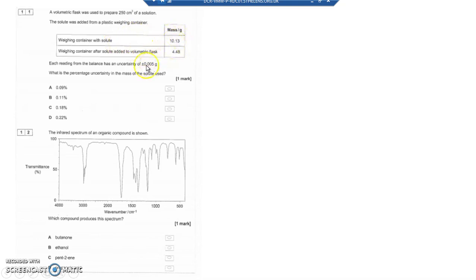Once I've found the mass of the solute, I need to work out the uncertainty. Now I've got two readings. I've got a reading of a mass with the solute, and then I've got another reading of just the bottle on its own afterwards, after I've poured the solute from the bottle. Each reading, read this carefully, each reading from the balance has an uncertainty of 0.005, but I've read from the balance twice. So I've got that uncertainty the first time I've read, and that uncertainty the second time I've read, so my uncertainty is twice.